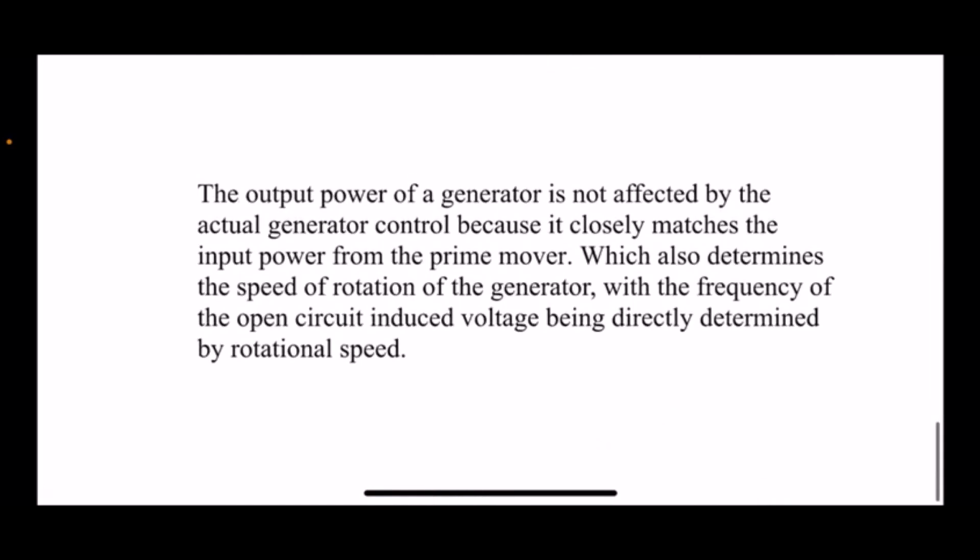And the last, the output power of a generator is not affected by the actual generator control because it closely matches the input power from the prime mover, which also determines the speed of rotation of the generator, with the frequency of the open circuit induced voltage being directly determined by rotation speed.